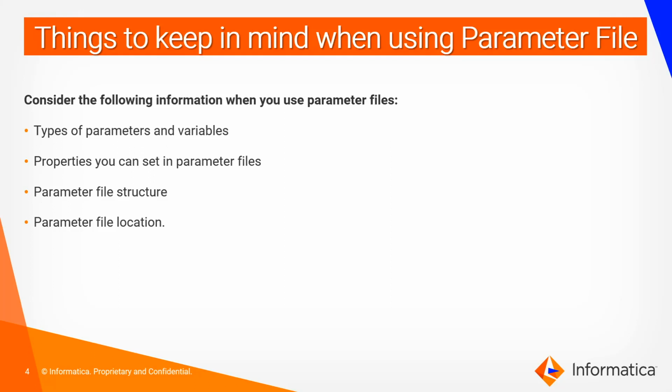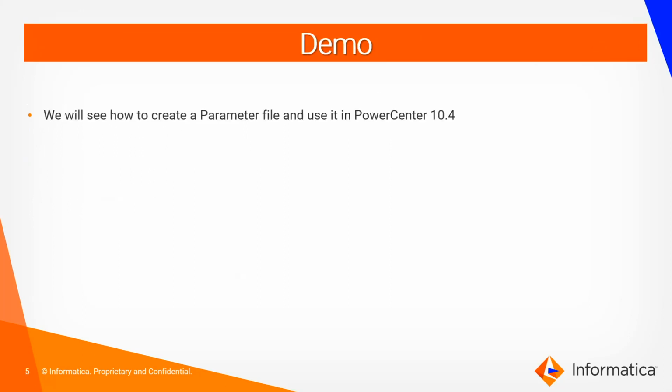Parameter file structure. You can assign a value for a parameter or variable in the parameter file by entering the parameter or variable name and then providing the value in a single line. Parameter file location. You need to specify the parameter file location to use it for the workflow or session. Now we will go ahead and see how to create a parameter and then use it in a workflow.